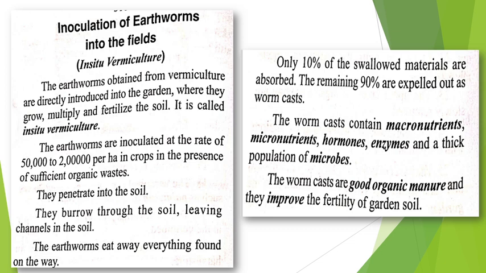So basically earthworms swallow a large amount of soil every day, grind it in their gizzard, and digest it in their intestine with the aid of enzymes. Only 5 to 10% of the material is absorbed by this action, and the remaining 90% is expelled as worm cast, which is worm excreta coated with mucus, rich in micronutrients and macronutrients. The worm cast contains macronutrients, micronutrients, hormones, enzymes, and a thick population of microbes. The worm casts are good organic manure, and they improve the fertility of garden soil.